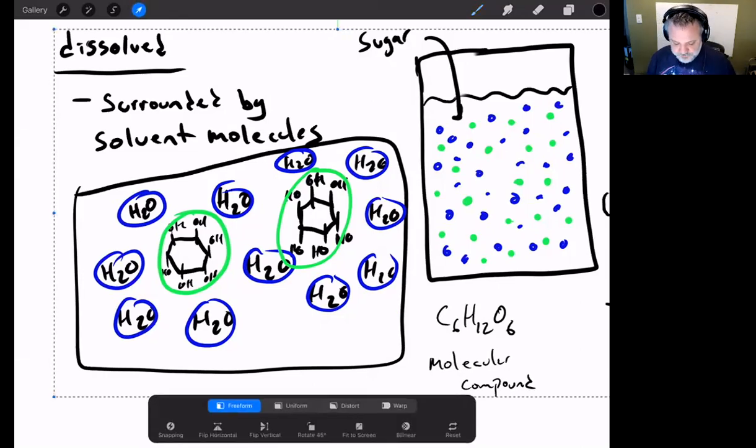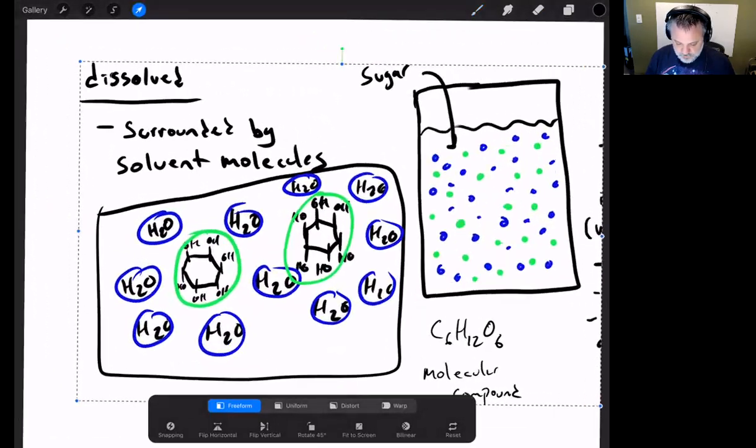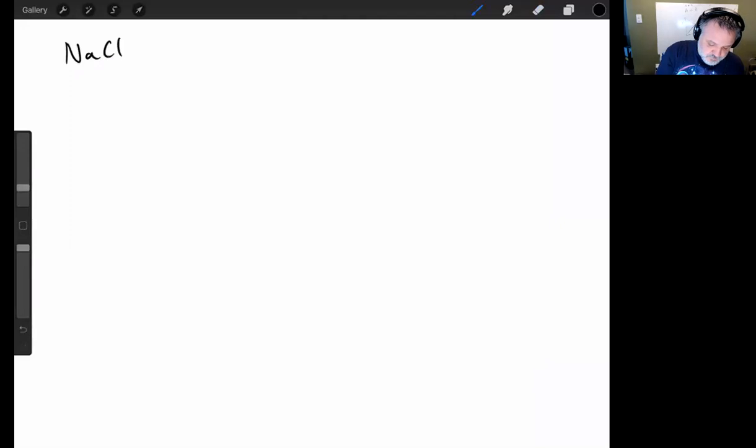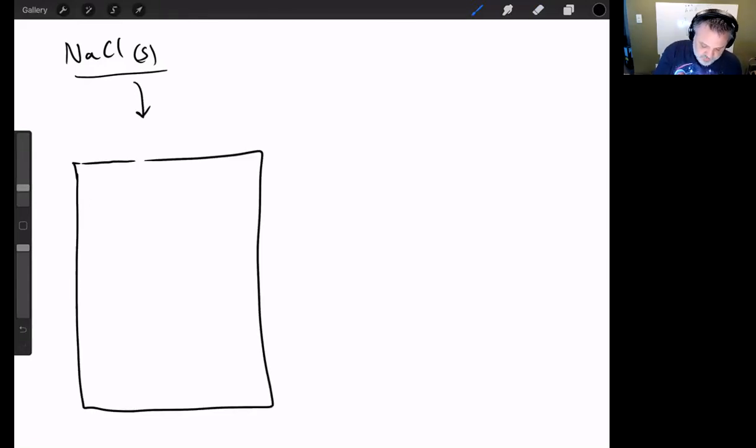We can also dissolve ionic compounds. What if I take sodium chloride and I make a solution out of sodium chloride? What happens with that? But remember, we already talked about whether or not an ionic compound is soluble or insoluble, and we should remember that sodium chloride is a soluble ionic compound. Now, it still becomes dissolved, so that means it's still surrounded by solvent molecules. Here's the difference. An ionic compound, when dissolved in a solution, will break up into its constituent elements.